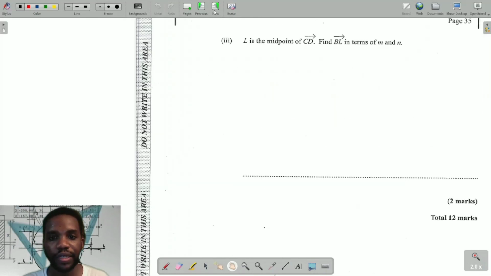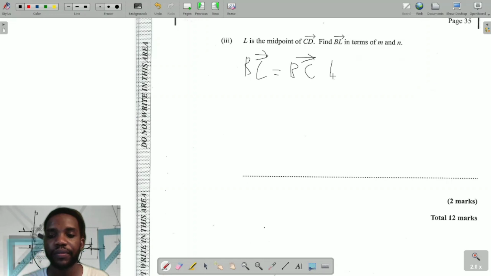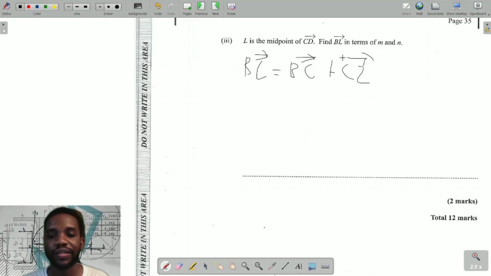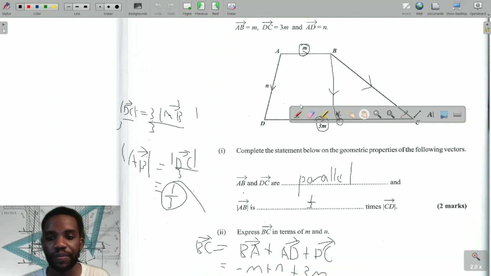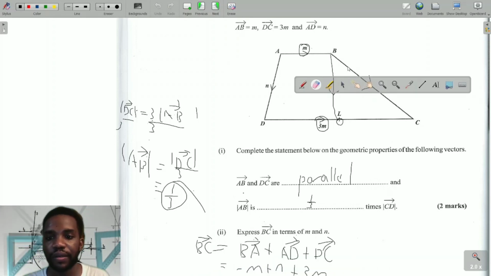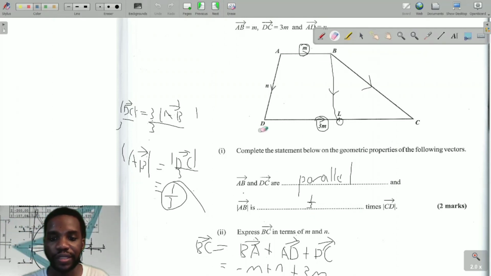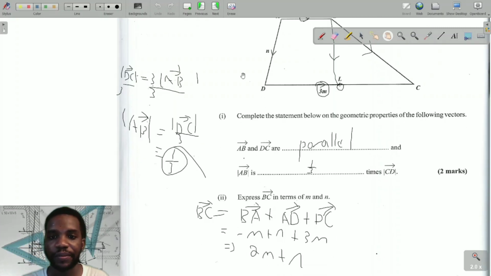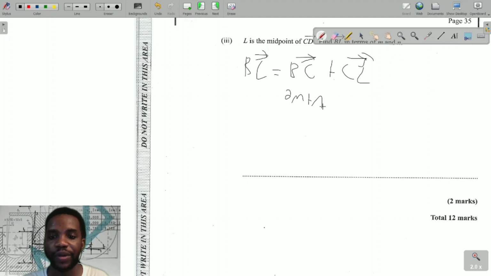So let's go back. So I can say BL. I'm going to go from B to C and then from C to L. Now guess what? The beauty of this is that I've already found BC. So previous. I know BC down here. Let me bring this up so it's out of our way. BC was 2m plus n. Alright, so let's go back and put that. BC is 2m plus n. We have that already. What about CL?